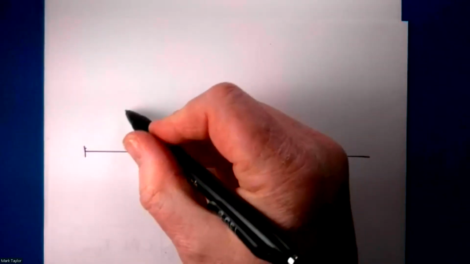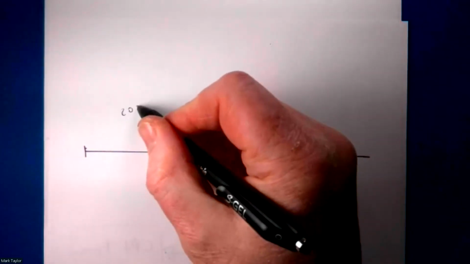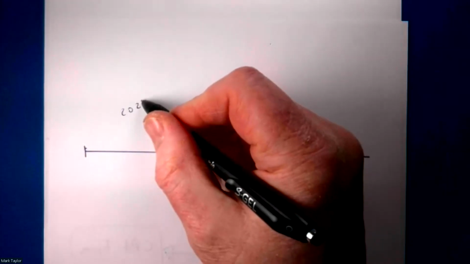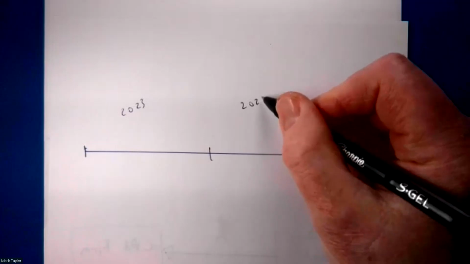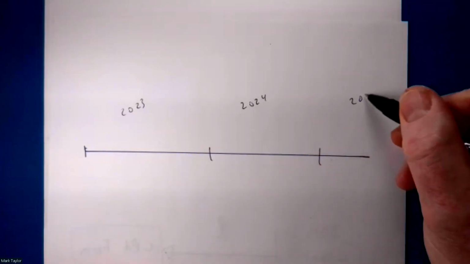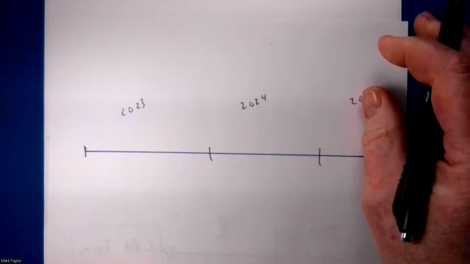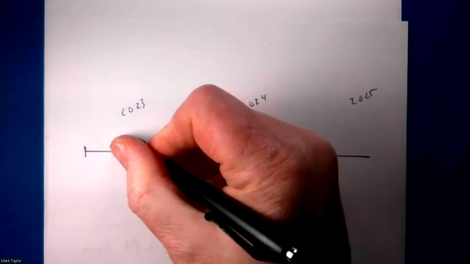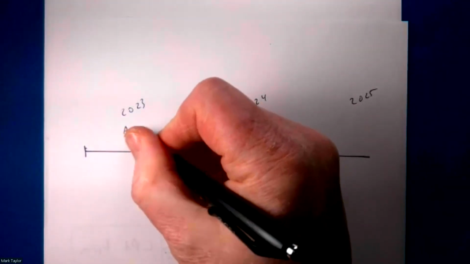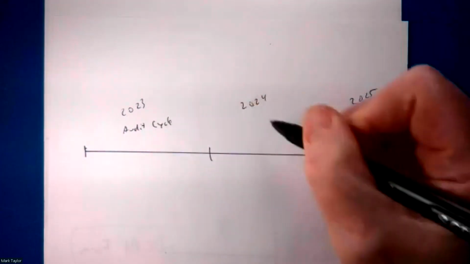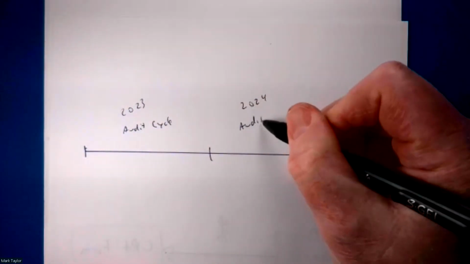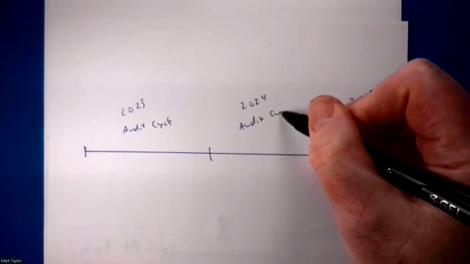So let's say that this is 2023, 2024, and this is 2025. Okay, these are the audit cycles. The entire year.